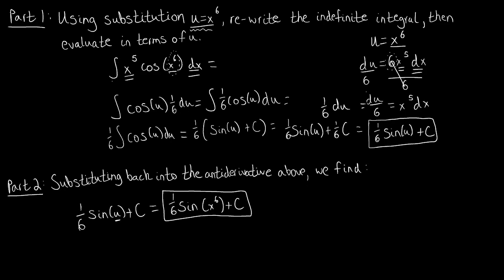We were originally asked to evaluate the integral x to the fifth cosine of x to the sixth dx, but since we can't really evaluate this straight away, because this is the product of two functions where one of them is a composite function, what we wanted to do was instead rewrite this in terms of u to be able to integrate it more simply, and then make this substitution back to give us our antiderivative in terms of x, which is what we started with. Does that kind of make sense?